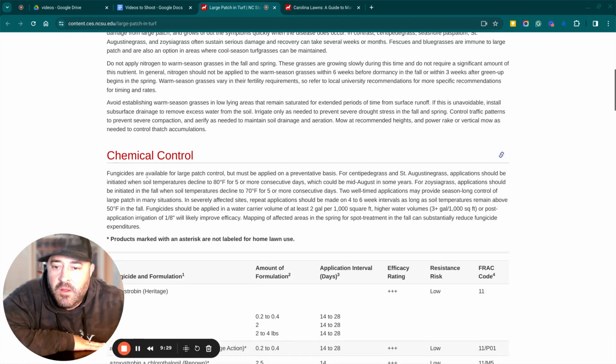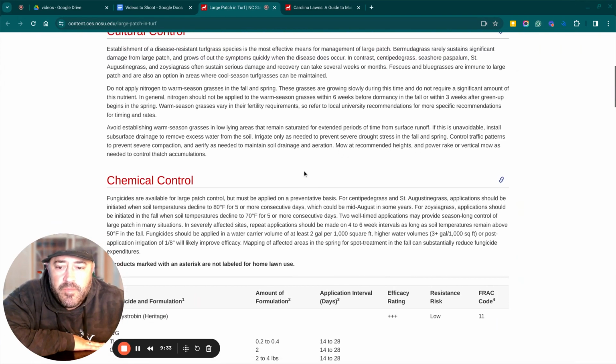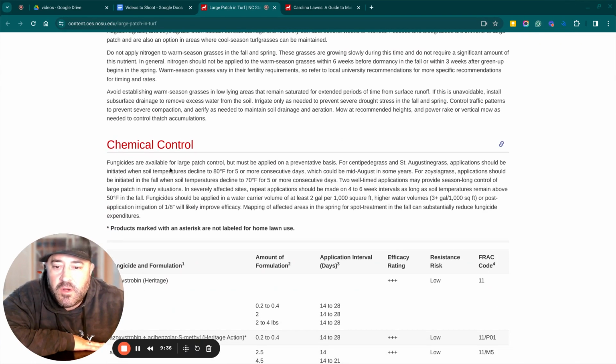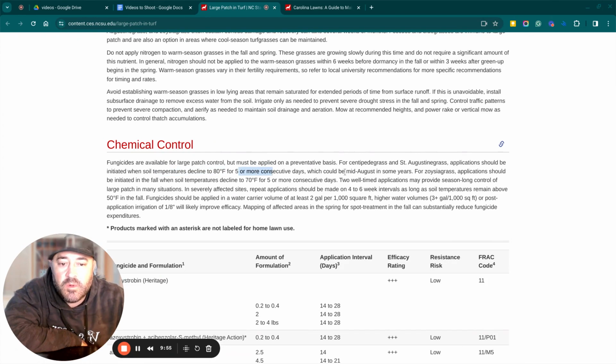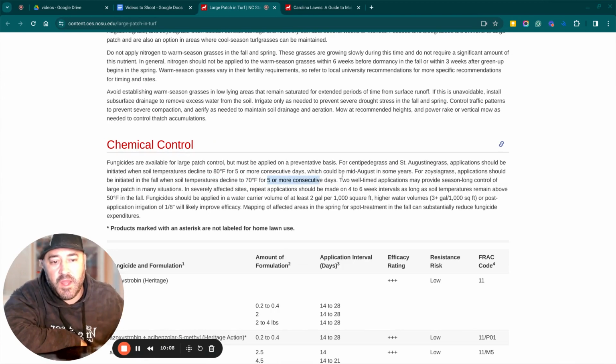Chemical control. Fungicides are available for large patch control, but must be applied on preventative basis. So if you got large patch, curative is not going to really work. You need preventative in the fall. For centipede and St. Augustine, application should be initiated when soil temperatures decline to 80 degrees for 5 consecutive days, which could be mid-August in some years. For zoysia, application should be initiated in the fall when soil temperatures decline to 70 degrees for 5 or more consecutive days.